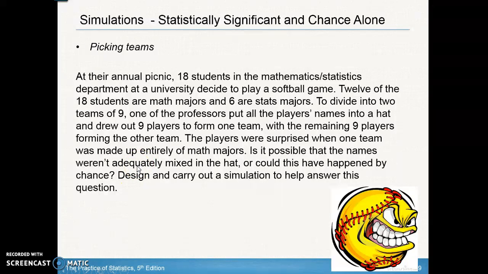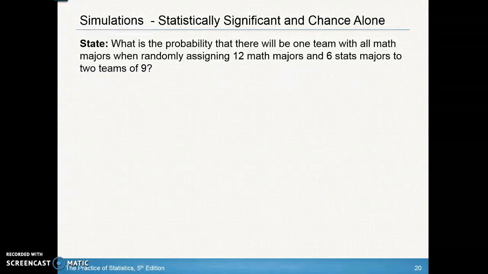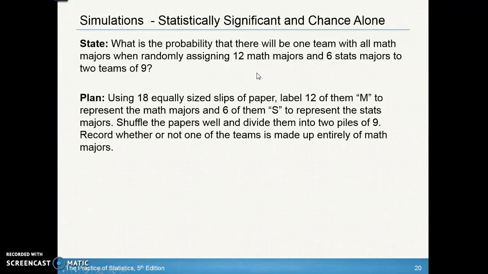So design and carry out a simulation to answer this question. All right, so very similar to the last question. So think about this before you take a look at the answer. So state, once again, you're just restating what the question's asking you. What's the probability that there will be one team with all math majors when randomly assigning 12 math majors and 6 stats majors to 2 teams of 9? So we want to know, how are we going to end up with all math majors, 9 math majors on one team? How can we do this? Using 18.